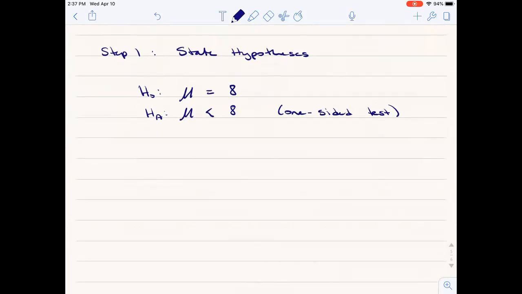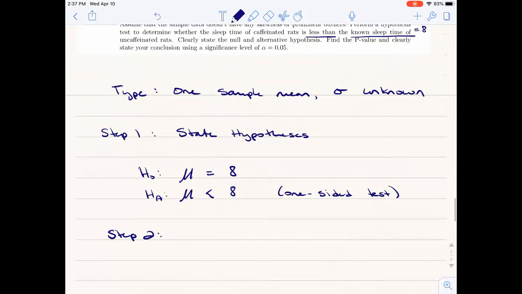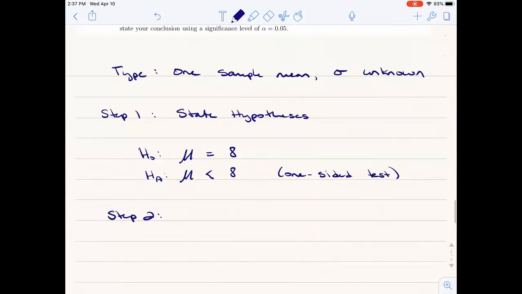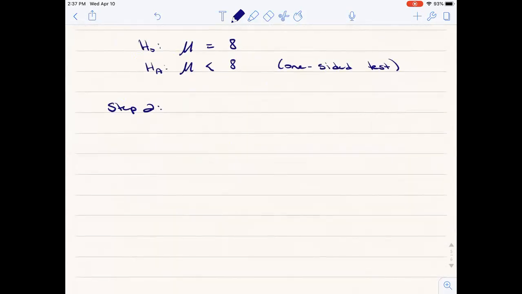Okay. Step 2. I feel like at this point, the hard part is all done, right? Figuring out what type of question you have and setting up your null and alternative hypotheses. After that, it's kind of smooth sailing, right? You have to do your calculation, find your p-value, do your conclusion, but you can kind of go on autopilot here. So do the test.